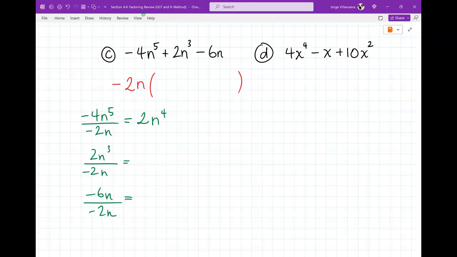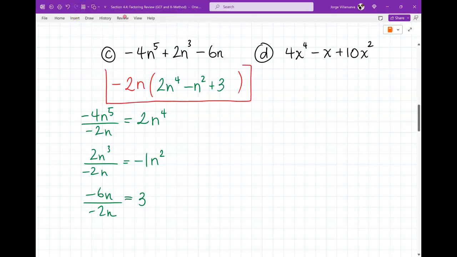All right? Now I go down to the next one. 2 divided by negative 2, negative 1. N to the 3rd divided by n squared. All right? Next one. Negative 6 divided by negative 2, that's 3. N divided by n, it cancels. So my answer that goes inside of that parenthesis is 2n to the 4th minus n squared plus 3.